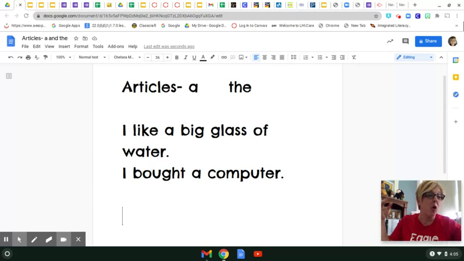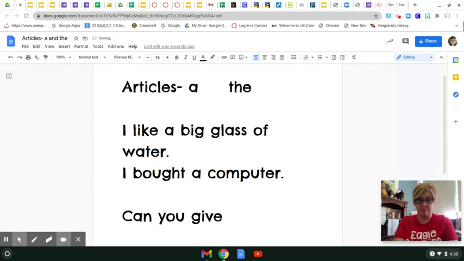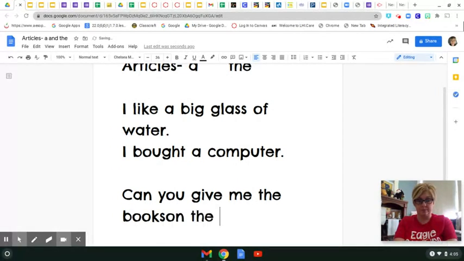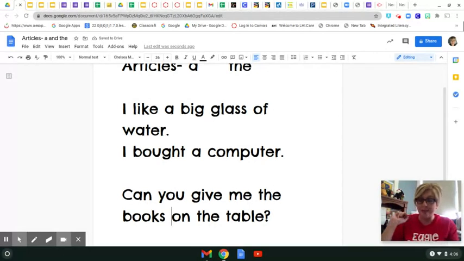For example, if I said, I'm going to ask a question. Can you give me the books on the table? Okay. Can you give me the books? Well, I'm talking about specific books, the books that are on the table. Okay. Not a book, but I'm talking about the books on the table. So the is more specific when we're referring to a specific item or group of items.